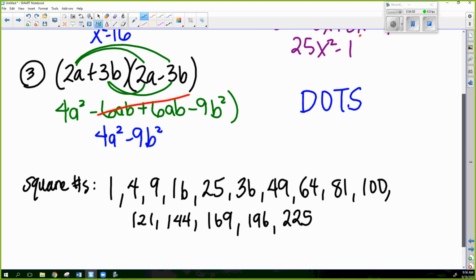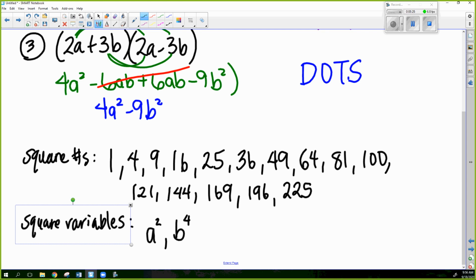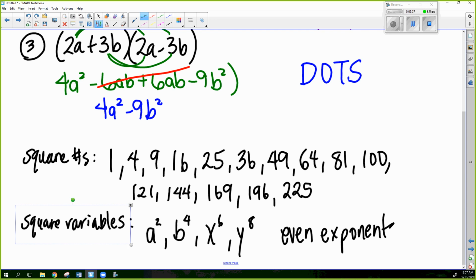Now, let's talk about square variables, square letters. The obvious one is a squared, x squared, b squared. But I want you to know that those powers could be higher. To be a square power, and I'm just doing random letters here, the exponent just has to be even. Even exponents are perfect squares.